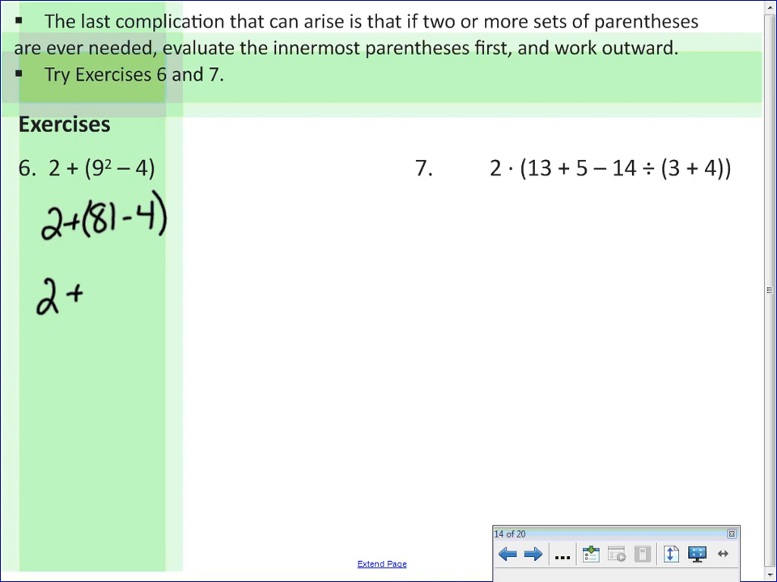2 plus 81 minus 4 is 77. So I could drop my parentheses now because I'm done with everything. So 2 plus 77 is 79.